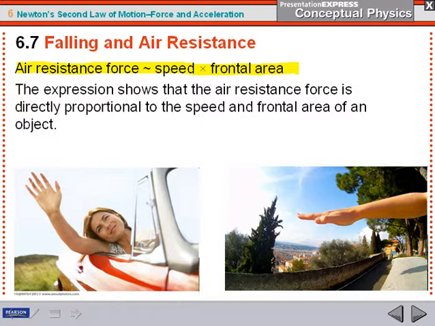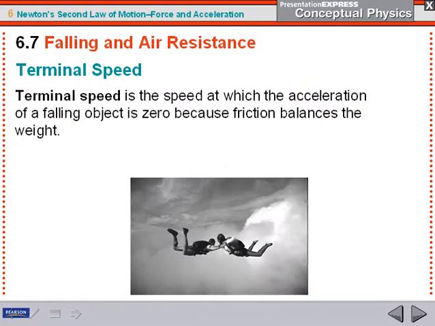Something more, by frontal area we mean, you can think of how aerodynamic it is. A hand lying flat like that is far more aerodynamic than a hand held flat out like that. And both these things are directly proportional to the air resistance force.